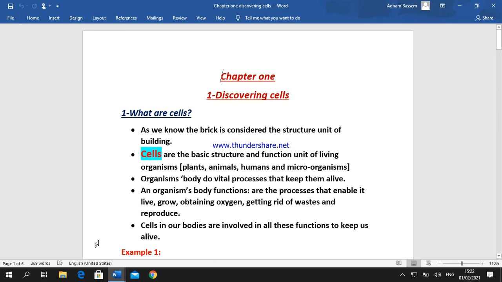Whatever the living organisms, plants, animals, humans, or microorganisms. What's meant by microorganisms? Microorganisms are tiny organisms that can't be seen by the naked eye, but we can see them under a microscope, such as bacteria, fungus, and virus.